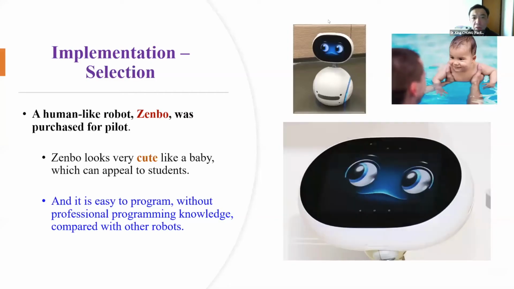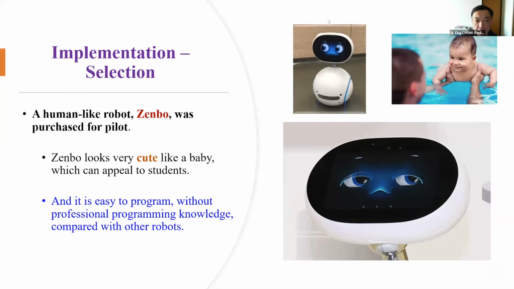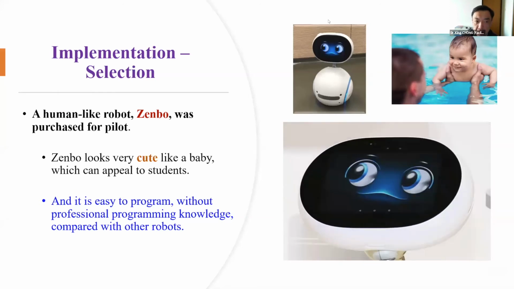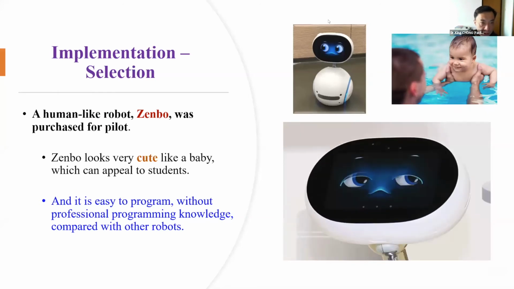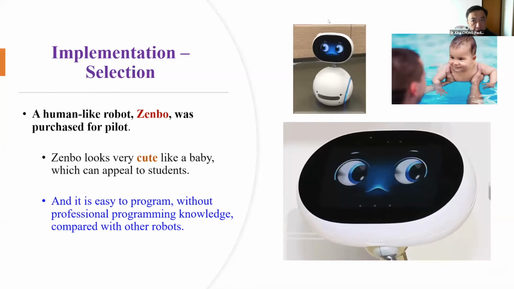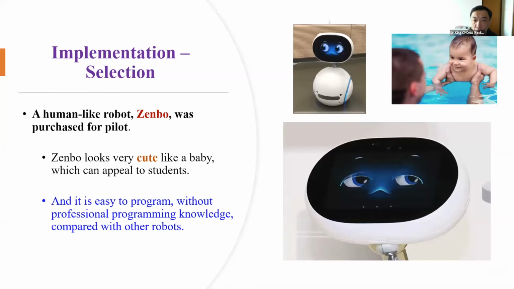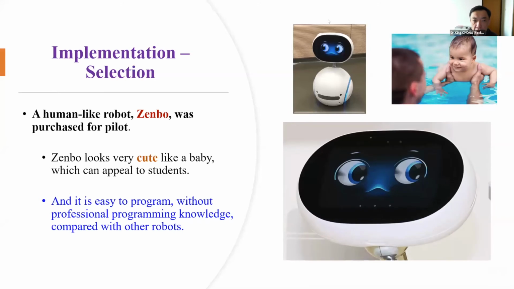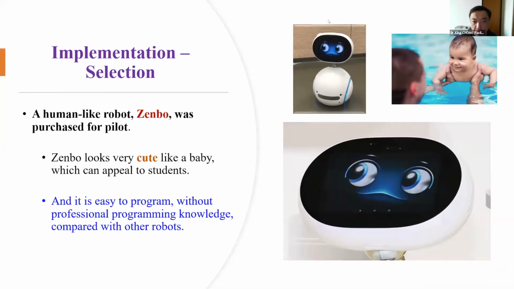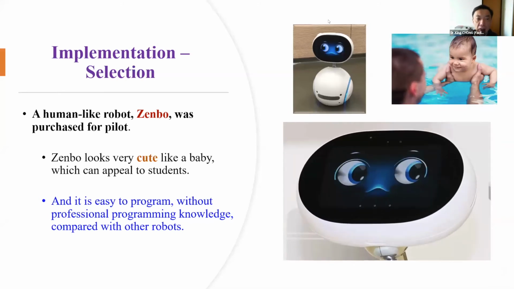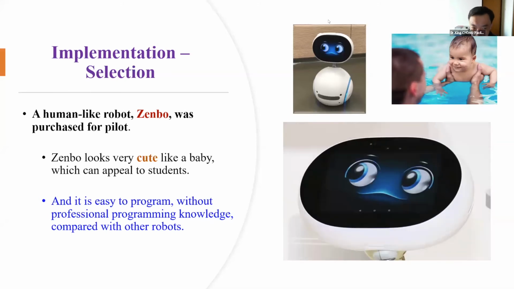Okay, so implementation. Selection. Why did we select the Zambo? Zambo is newly invented, I think maybe in 2018 or 2019. Why did we choose the Zambo? Because it's very cute, like a baby. You can see the picture. And it can easily appeal to students.